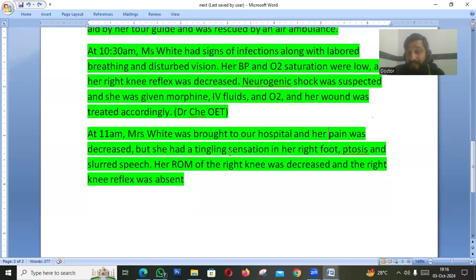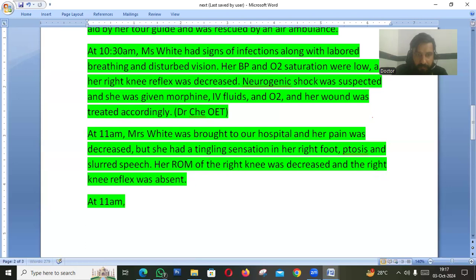So her pain was decreased. This is a good thing, okay? But there are some bad things also. Pain was decreased, you need to use past tense, okay? But she had something new, negative. But she had a tingling sensation in her right foot, ptosis, and slurred speech. If you are a straightforward student, you will write like this: at this time, Miss White had decreased pain, tingling sensation, right foot, ptosis, and slurred speech. Like this, okay. I will show you.